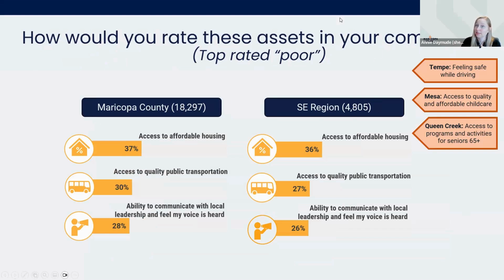However, when we look at the cities that we have profiles for, Tempe listed feeling safe while driving as a low ranked asset in their community. Mesa identified access to quality and affordable childcare as a low ranked asset. And Queen Creek identified access to programs and activities for seniors 65 plus as a low ranked asset. So you start to see some of the differences here by city as what residents are looking for and would like to see improved.